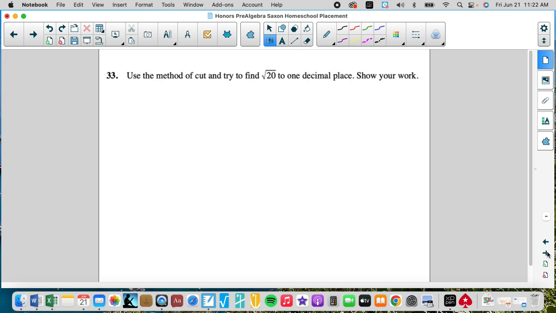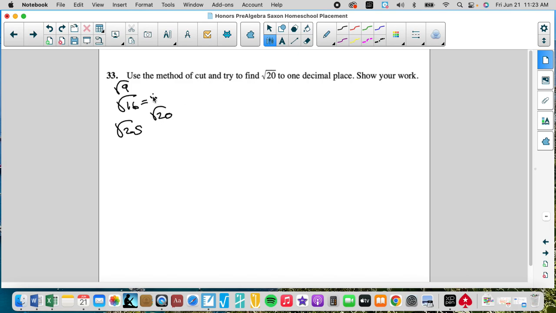Use the method of cut and try to find the square root of 20 to one decimal place. This is crazy. This is such a bizarre way. I watched a video on this. I didn't know the cut and try. It's kind of interesting. Trying to remember how to get that, what they did. So I think they found the closest. So we know that we have square root of 16 and square root of 25 and square root of 9. So square root of 20 is here.